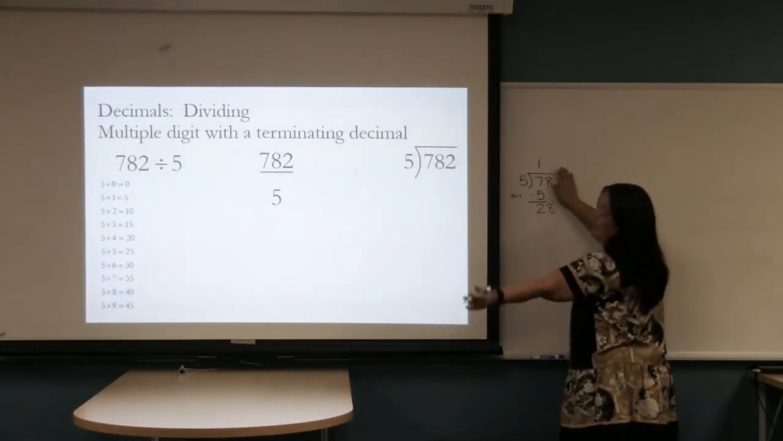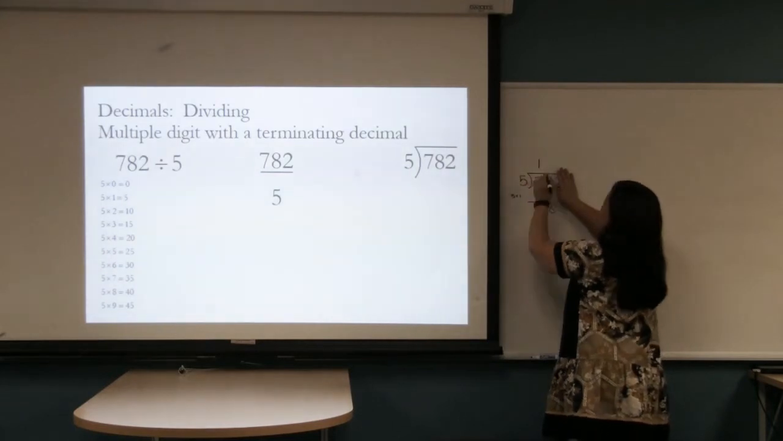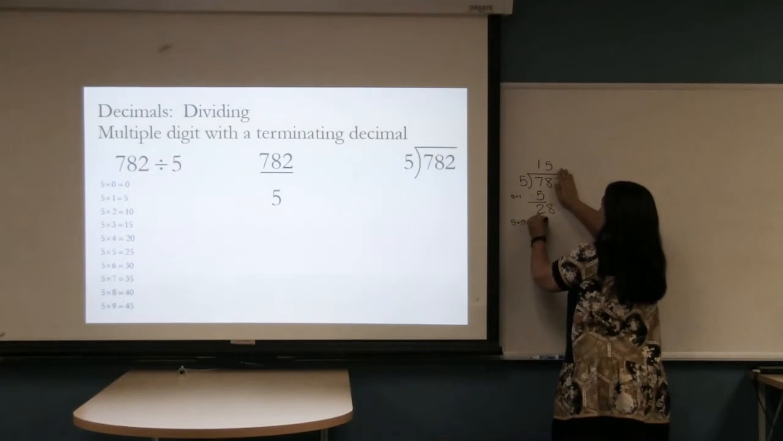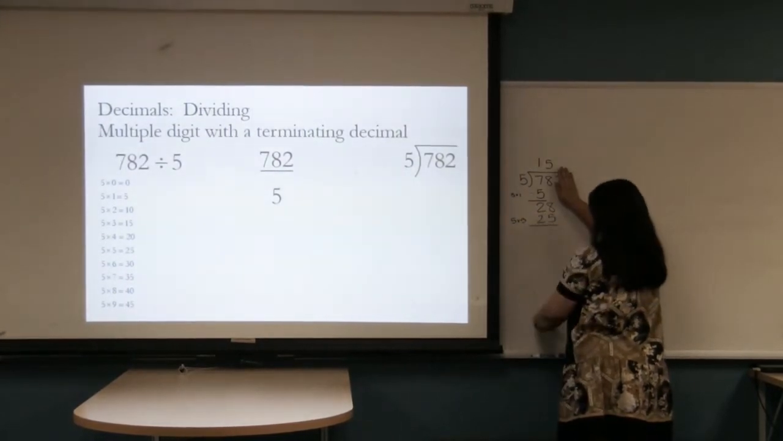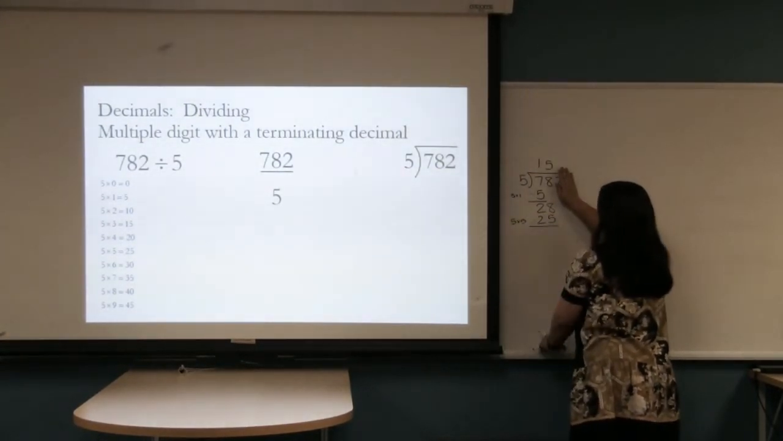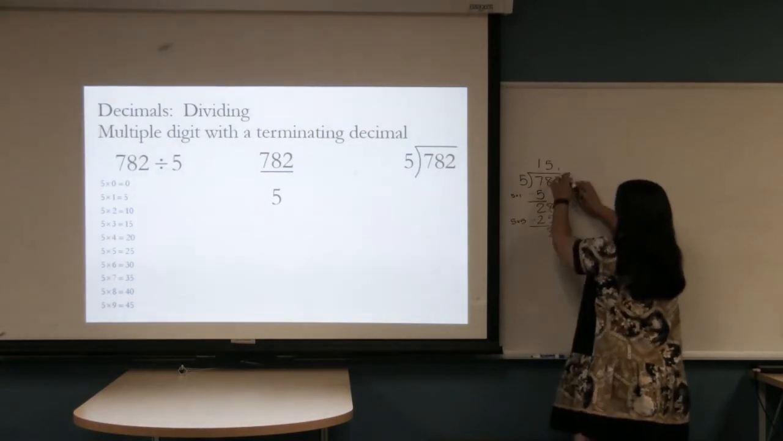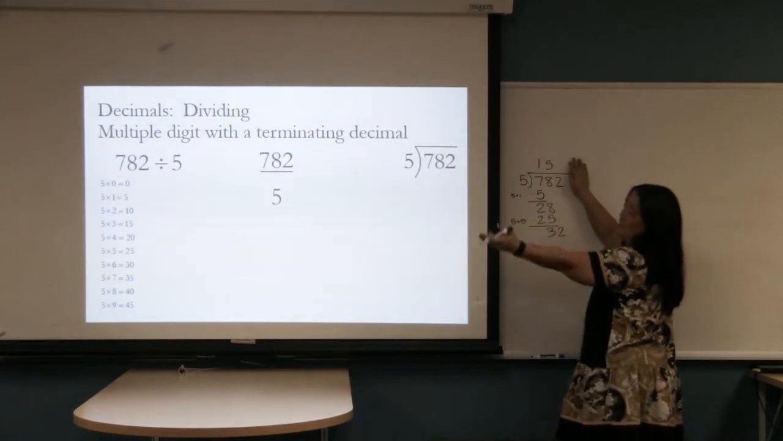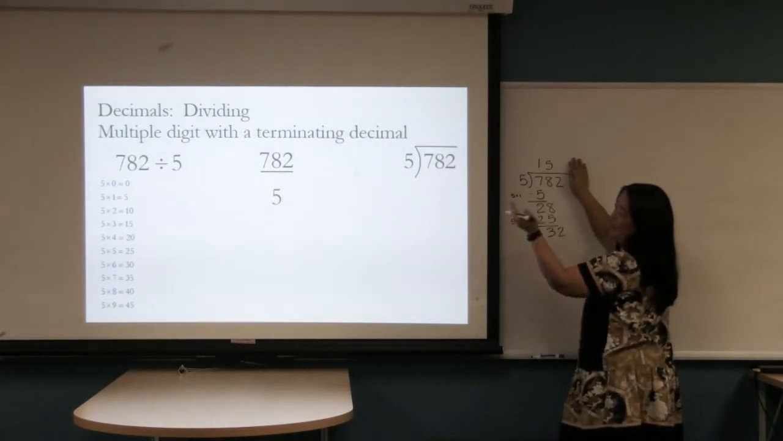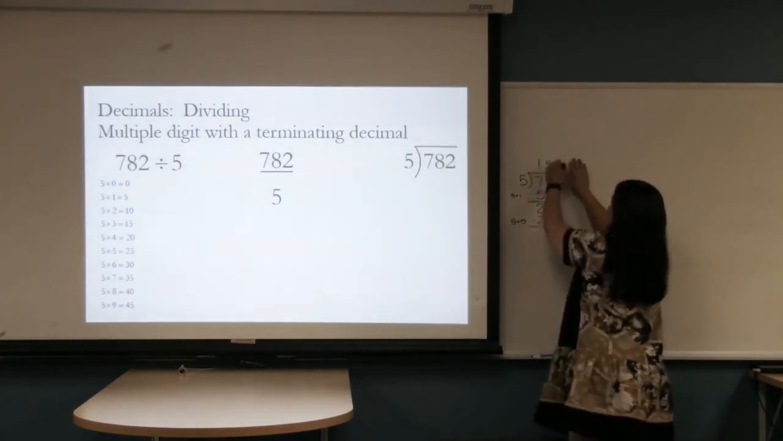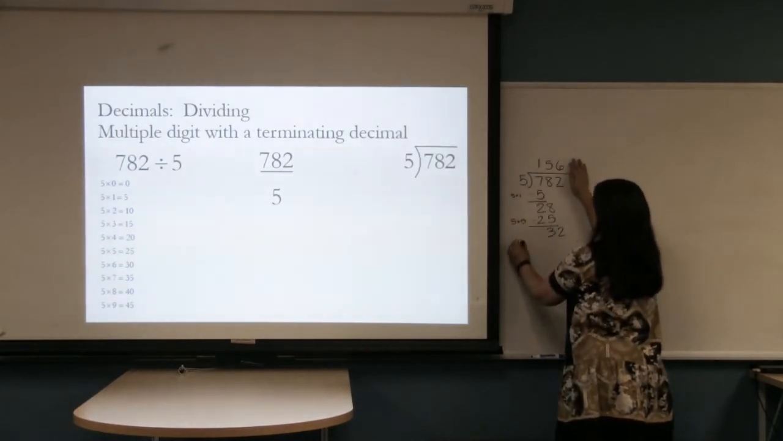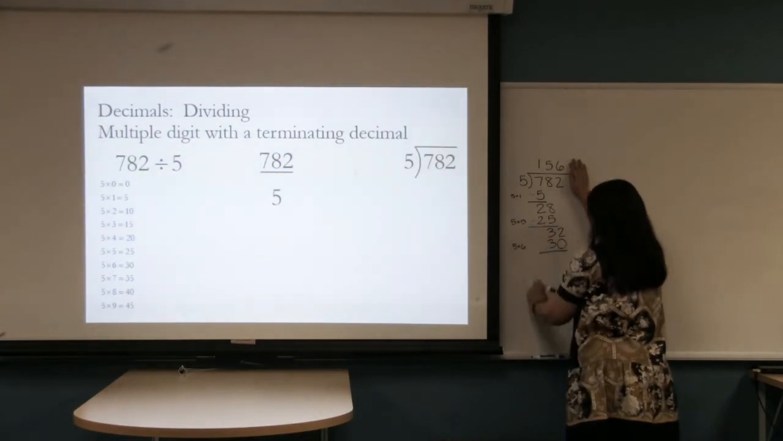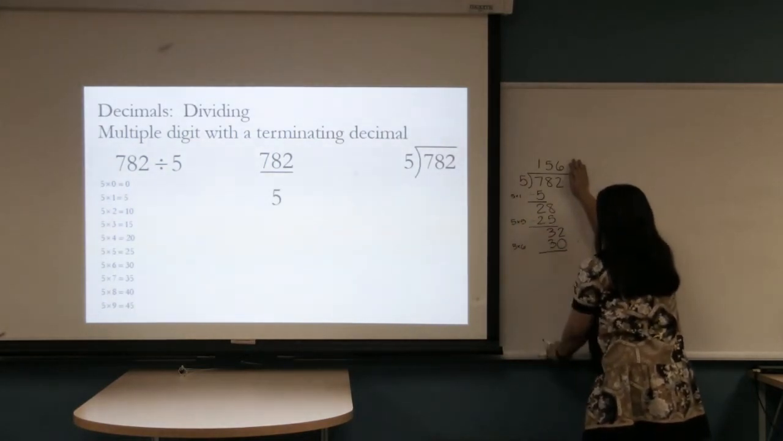5 into 28, close as you can get without going over, that is 5. 5 times 5 is 25, and we subtract. And you get 3, and bring down the 2. And 5 into 32, close as you can get without going over, looks like 30. That is a 6 here, and so 5 times 6 is 30. And we subtract, and we get a 2.